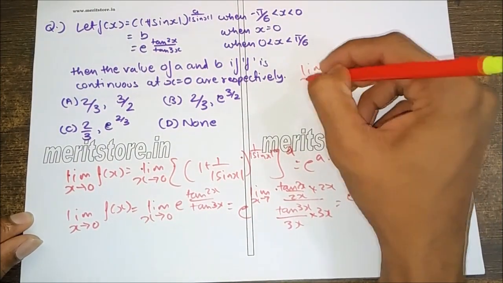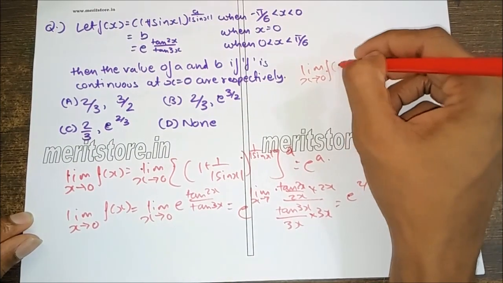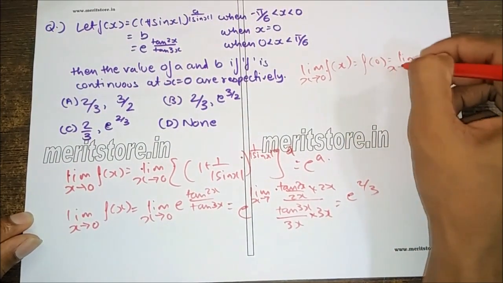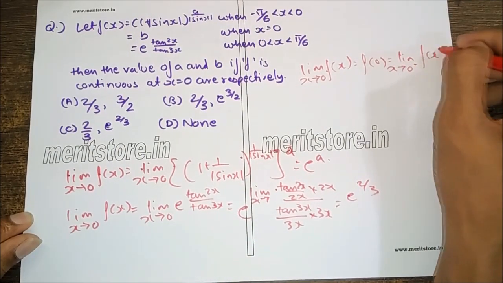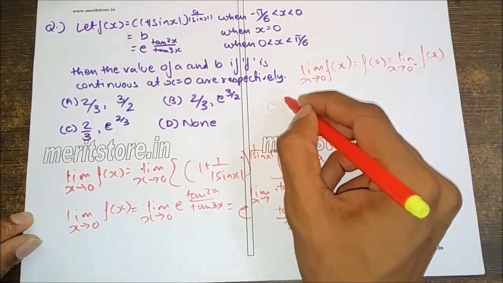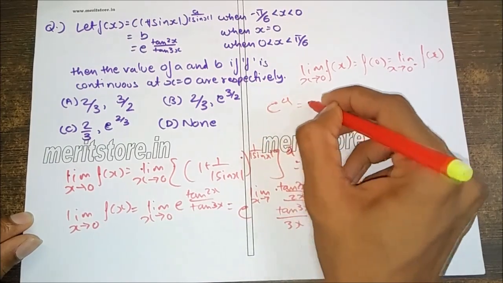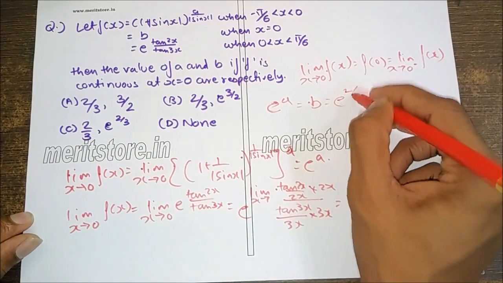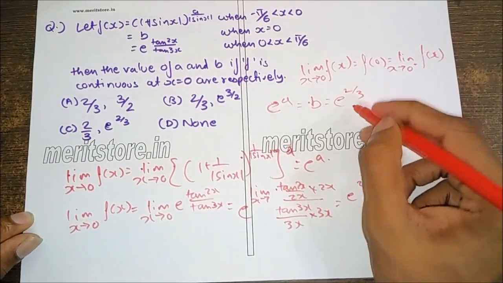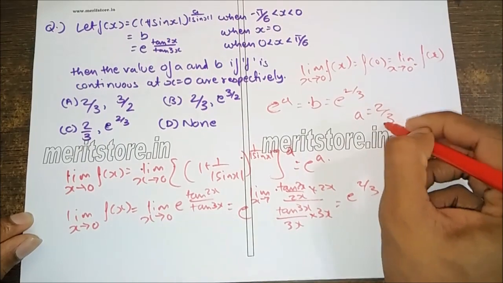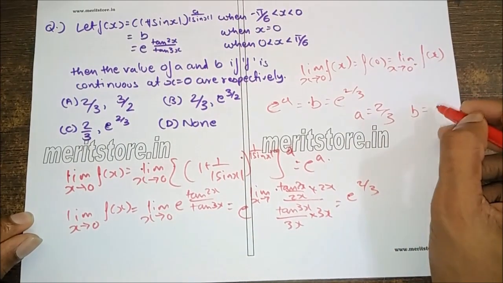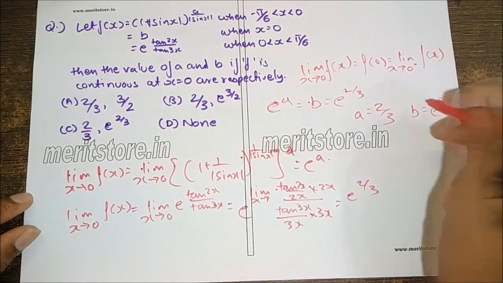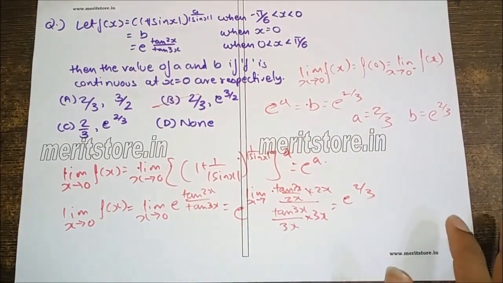Therefore, limit x tends to 0 from the left hand side of f(x) is equal to f(0) is equal to limit x tends to 0 from the right hand side of f(x). Therefore, e raised to a equal to b equal to e raised to 2 by 3, which we get a is equal to 2 by 3 and b is equal to e raised to 2 by 3. Therefore, we see our answer matches with option B. Therefore, option B is the correct answer.